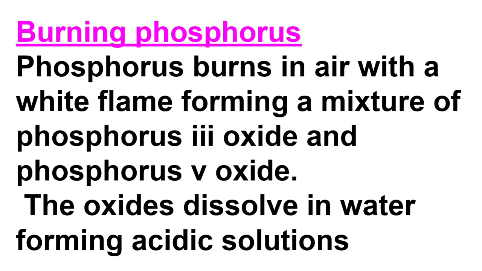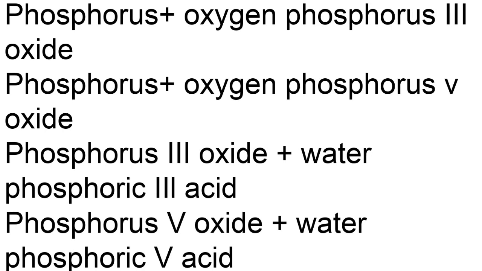Phosphorus is another nonmetal which burns in air with a white flame, forming a mixture of phosphorus 3 oxide and phosphorus 5 oxide. Now these two oxides dissolve in water to form acidic solutions. Phosphorus plus oxygen gives phosphorus 3 oxide. Then phosphorus plus oxygen gives us phosphorus 5 oxide. Phosphorus 3 oxide plus water forms phosphoric 3 acid, while phosphorus 5 oxide plus water forms phosphoric 5 acid.